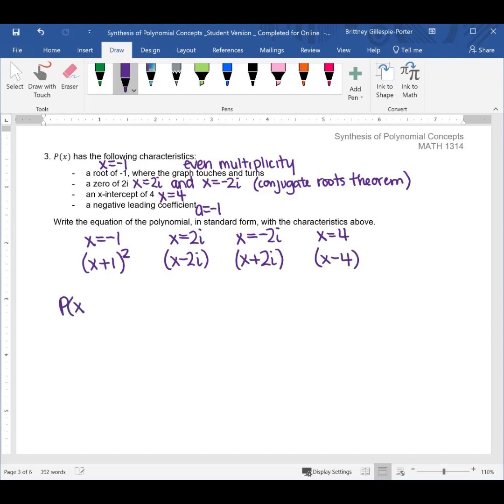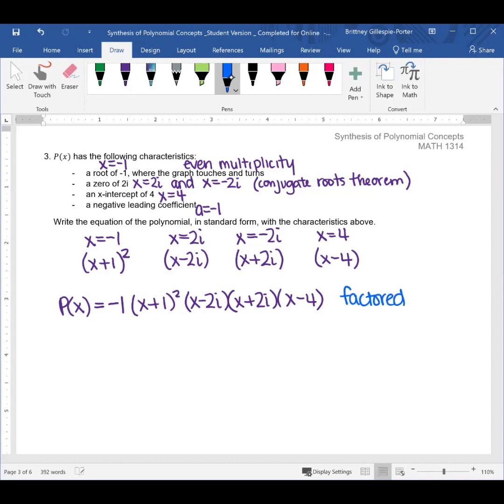We put this all together. We have p of x is equal to our negative leading coefficient of -1 times x plus 1 squared times x minus 2i, x plus 2i, and x minus 4. This is in factored form. They want standard form.